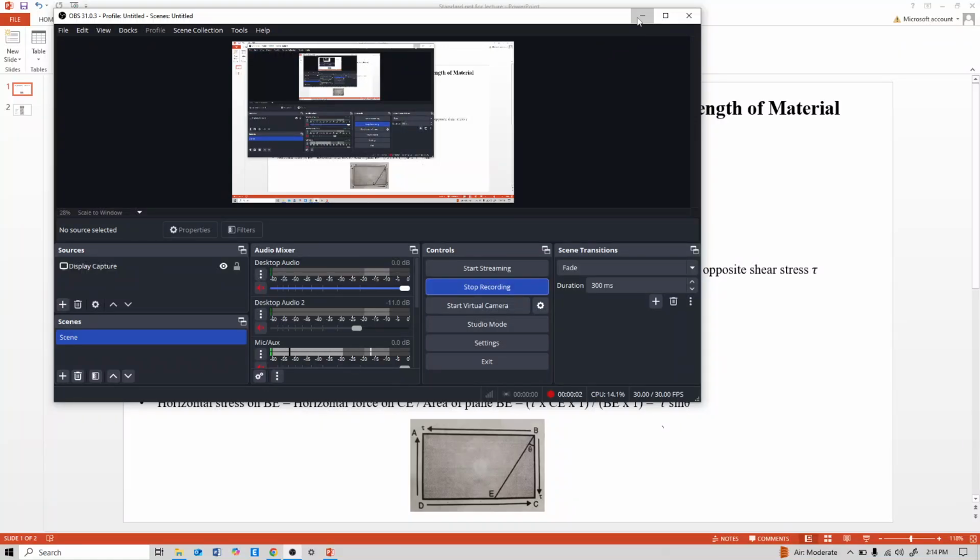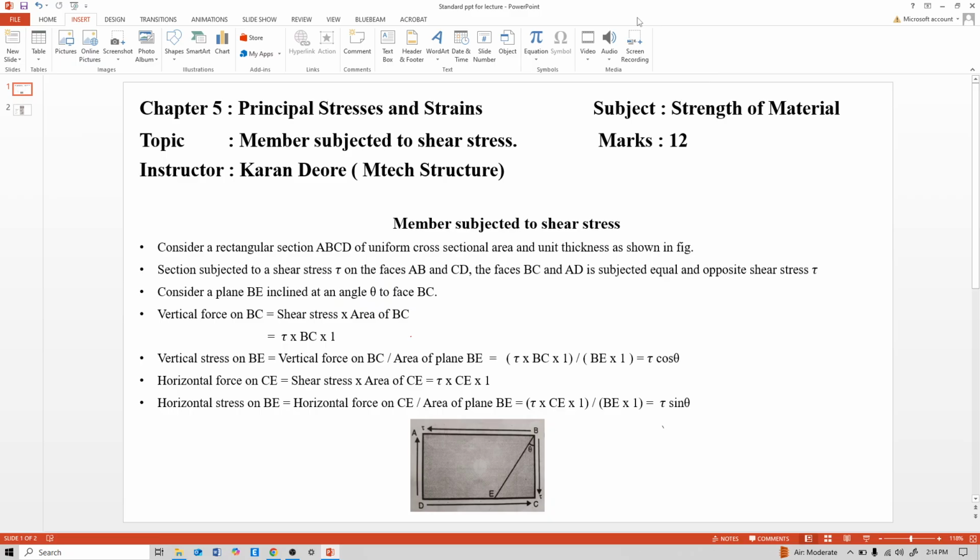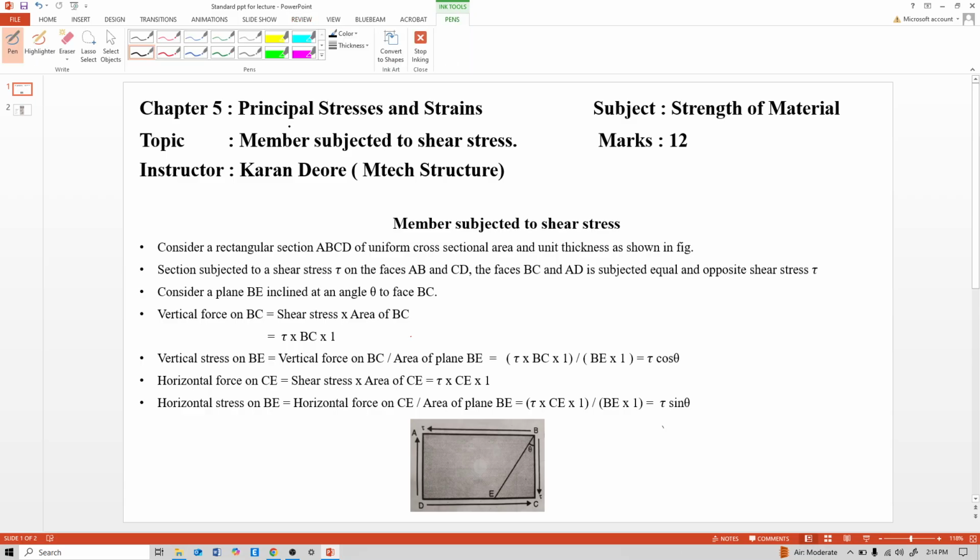In this video lecture, we will see members subjected to shear stress. Consider a rectangular section ABCD of uniform cross-sectional area and unit thickness as shown in this figure. The section is subjected to shear stress tau on faces AB and CD, and the faces BC and AD are subjected to equal and opposite shear stress tau.